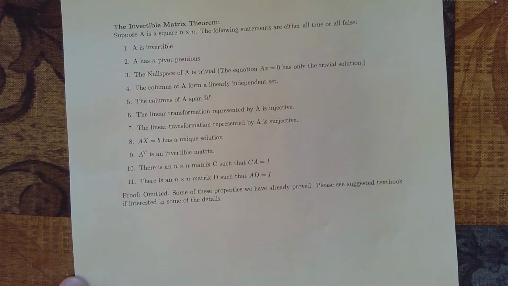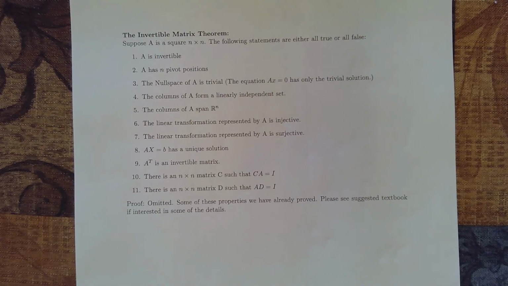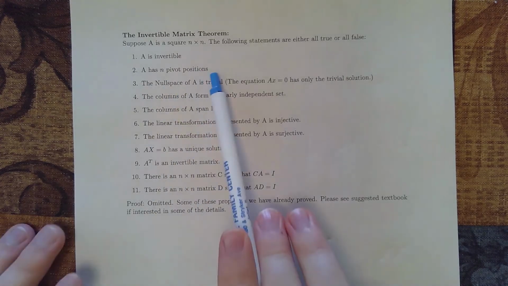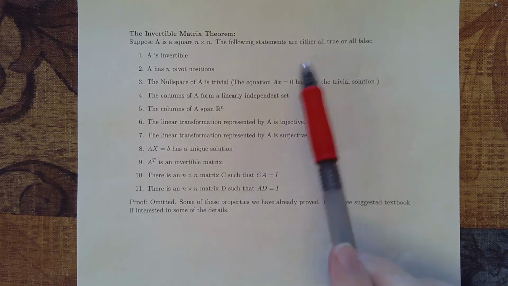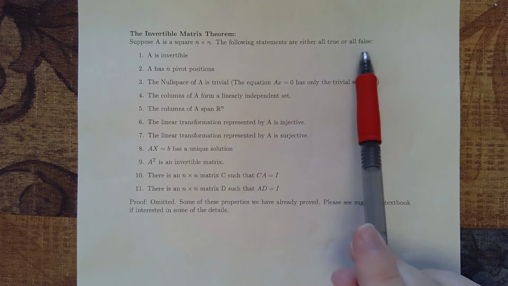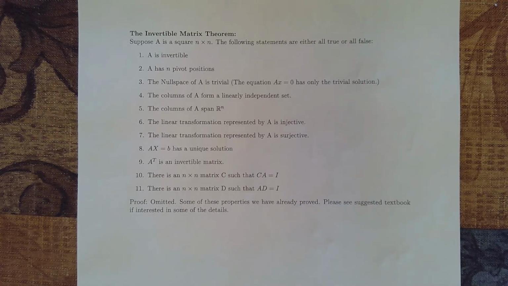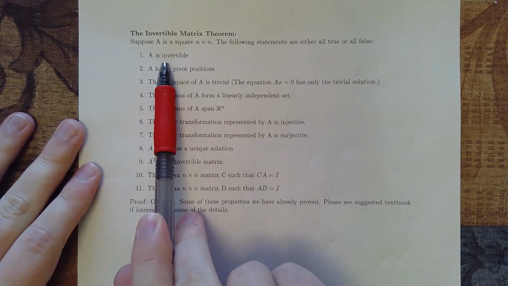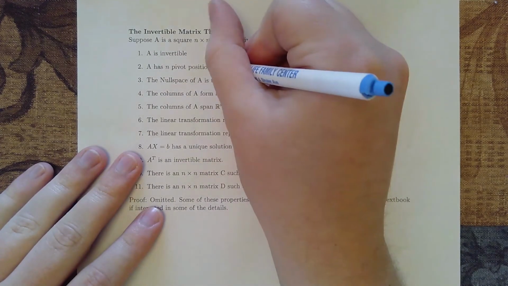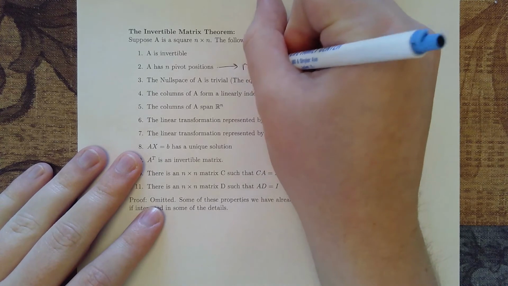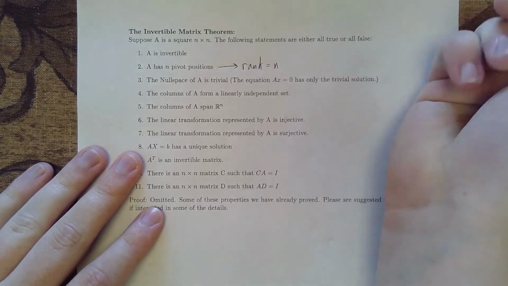This last page of the notes is something called the invertible matrix theorem, and it ties together a lot of the properties of things that we've been looking at. Suppose we have an n by n square matrix. We're saying that everything here is either going to be all true or all false at the same time. First, if our matrix is invertible, that means we have n pivot positions, which means the rank of our matrix is n.